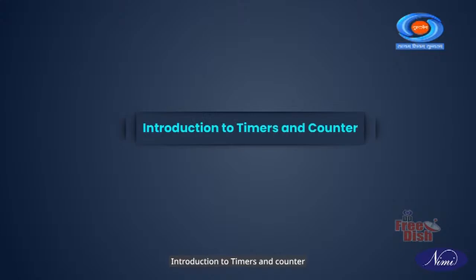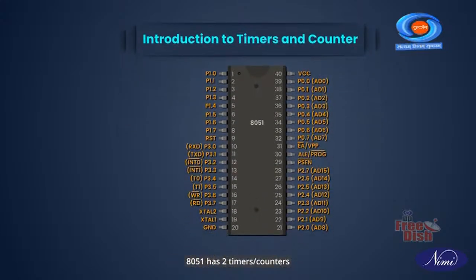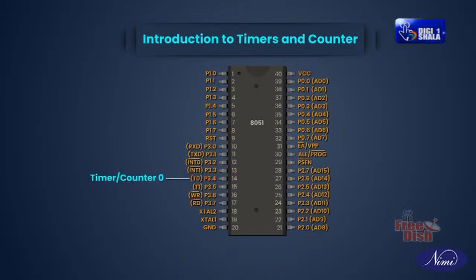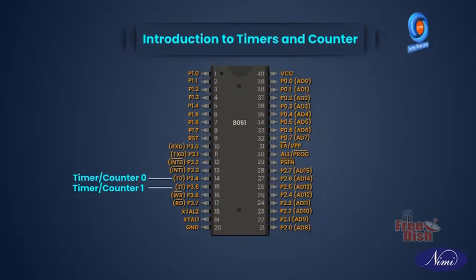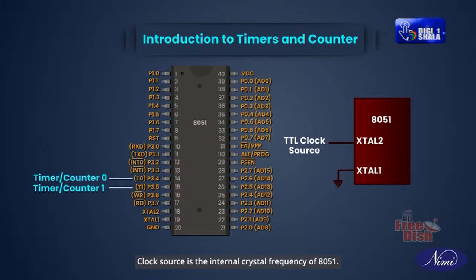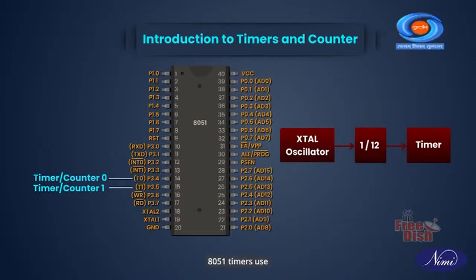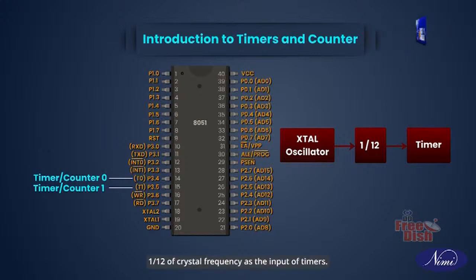Introduction to timers and counters. 8051 has two timers or counters: timer or counter 0, timer or counter 1. Timer is used as a time delay generator. Clock source is the internal crystal frequency of 8051. 8051 timers use 1/12 of crystal frequency as the input of timers.